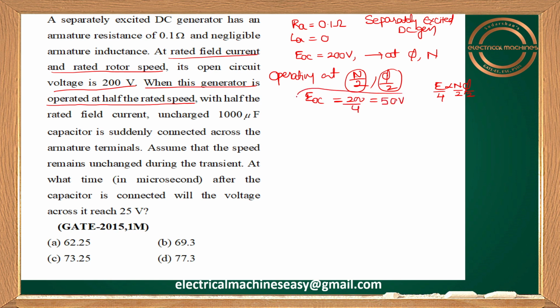Now I'm saying if it is operating at N by 2 comma phi by 2, your open circuit voltage is 50 volts. So with half of the rated field current and half of the rated speed, its open circuit voltage is 50 volts. Okay.